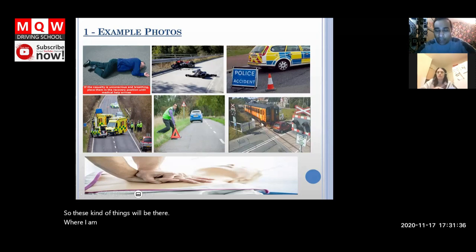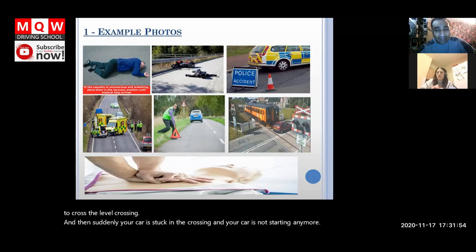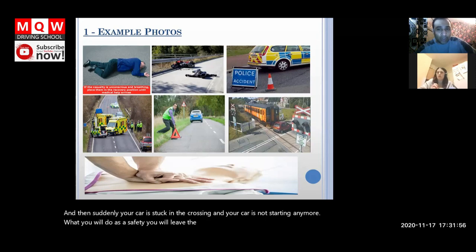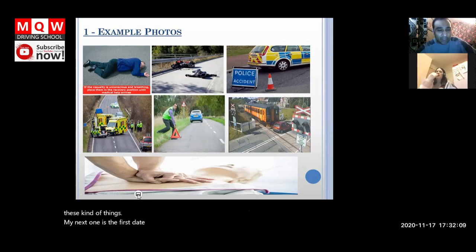Okay. Now the next question about this one is, they give you a scenario, for example, you're trying to cross the level crossing, and then suddenly your car is stuck in the crossing and is not starting anymore. What will you do as a safety? You will leave the car, try to push the car away, try to start the car, or ring somebody, try to stop the train, all these kinds of things. Right. And the next one is first aid, how much pressure you give to somebody.